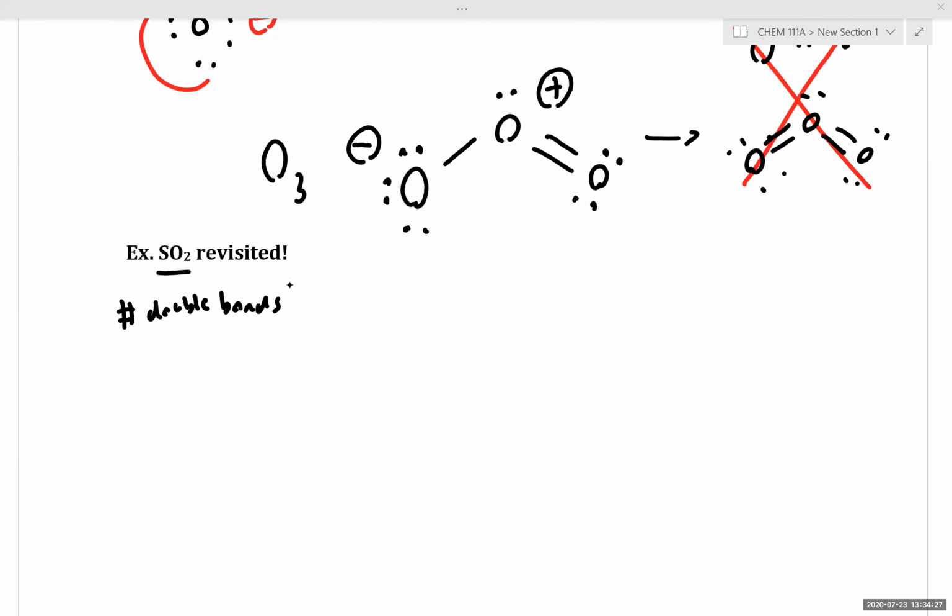And don't be shy if you have a question on this. We can add bonds, exactly right. So we're gonna take one of our lone pairs and we're gonna invoke an expanded octet and we're gonna form an additional double bond.